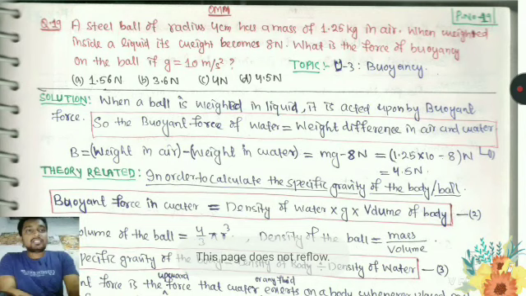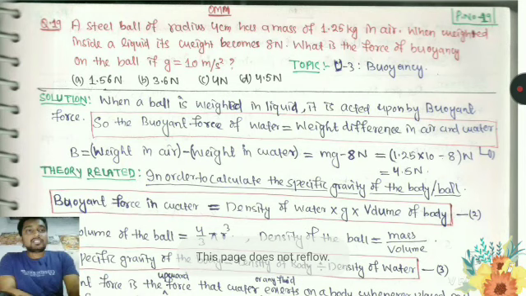Remember, buoyant force is the weight difference in air and water. The weight in air is given, that is m into g. We can calculate it: mass is given, g we know, and the weight in water is also given as 8 Newton. So we can take the difference and calculate the buoyant force B equal to 4.5 Newton.